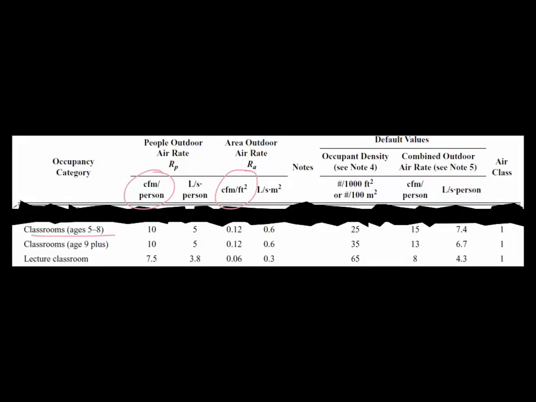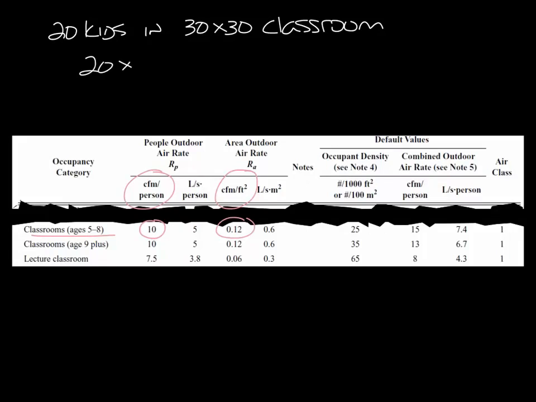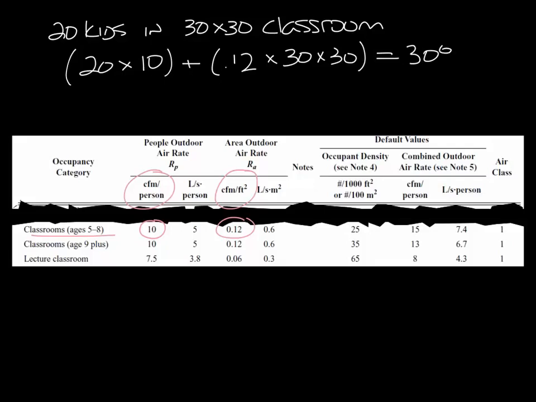You can see that for a classroom for ages 5 to 8, you need 10 CFM per person and 0.12 CFM per square foot. So let's say we have 20 kids in a 30 by 30 classroom. You'd need 20 times 10 CFM per person plus 0.12 CFM per square foot times 30 by 30, the space size, and that equals 308 CFM of ventilation air in that space.